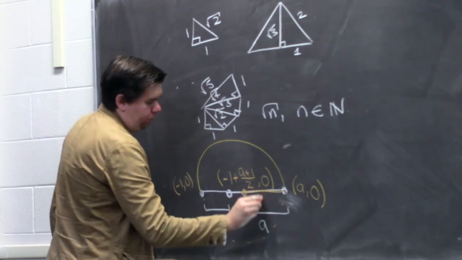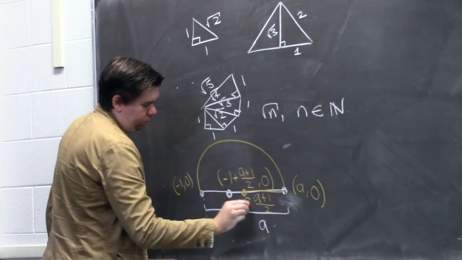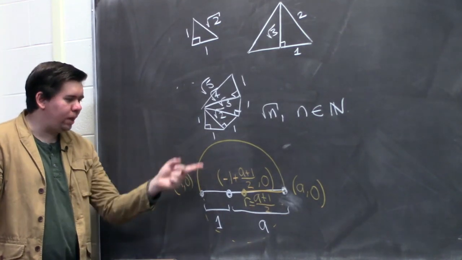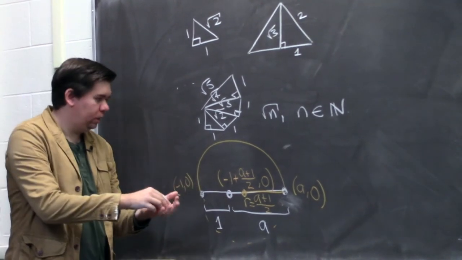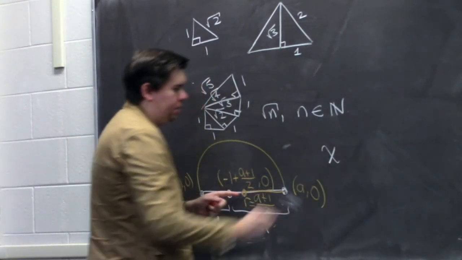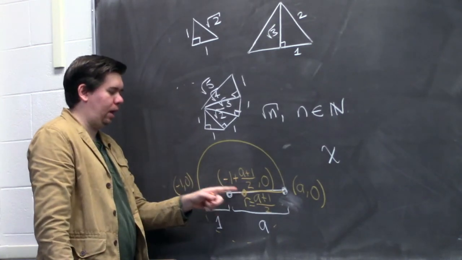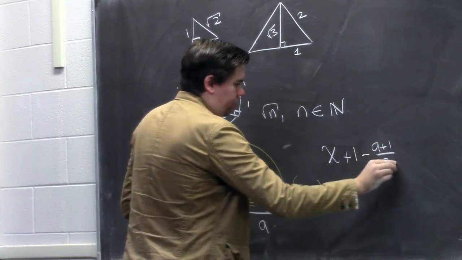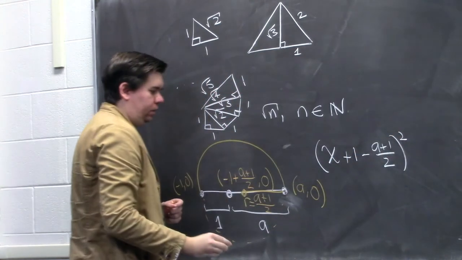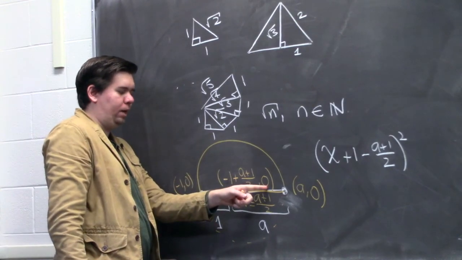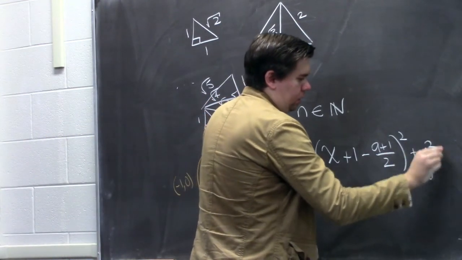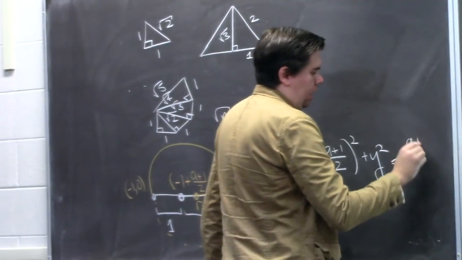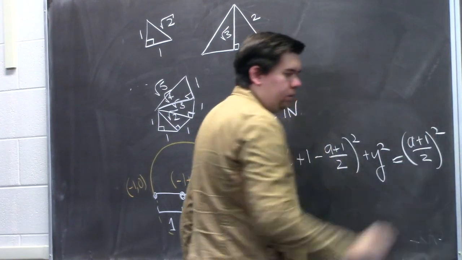The circle of radius (a+1)/2. So that's the radius of my circle. Okay, we can describe the equation of the circle. So the equation of the circle is just x minus this x value that it's centered at. So that's x minus (a+1)/2, squared, plus y squared. It's centered at when y is 0, so just plus y squared is equal to the radius squared, ((a+1)/2) squared.